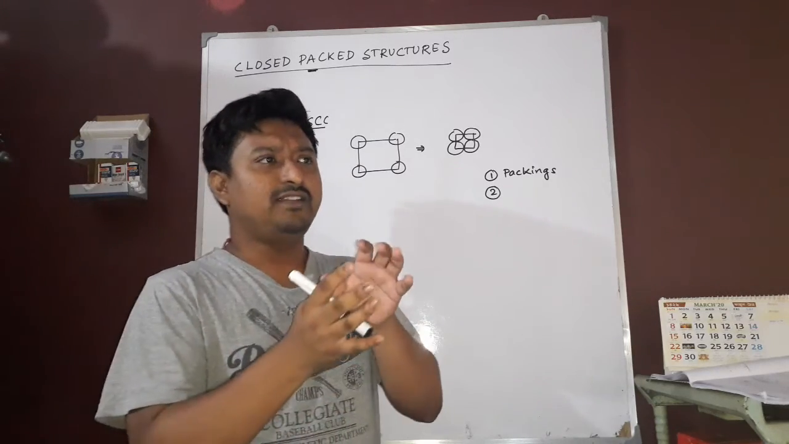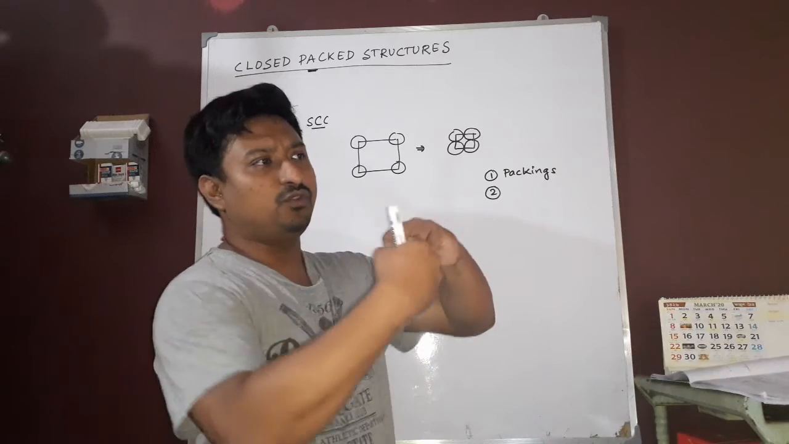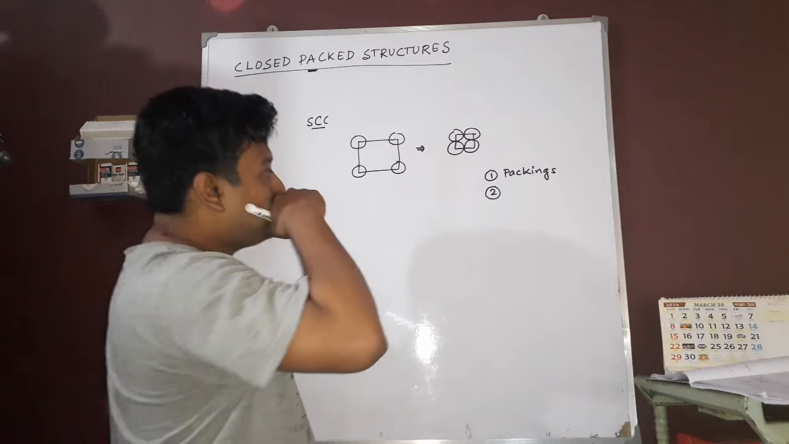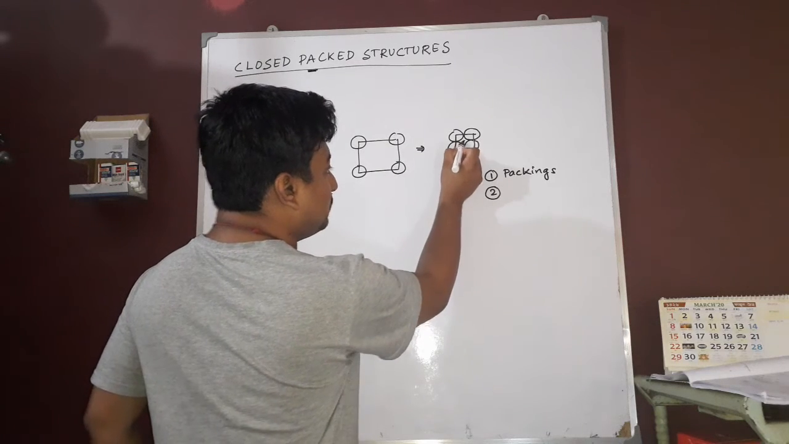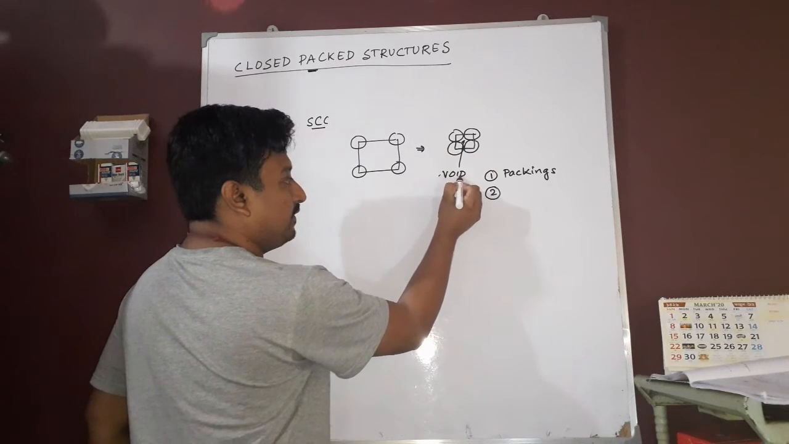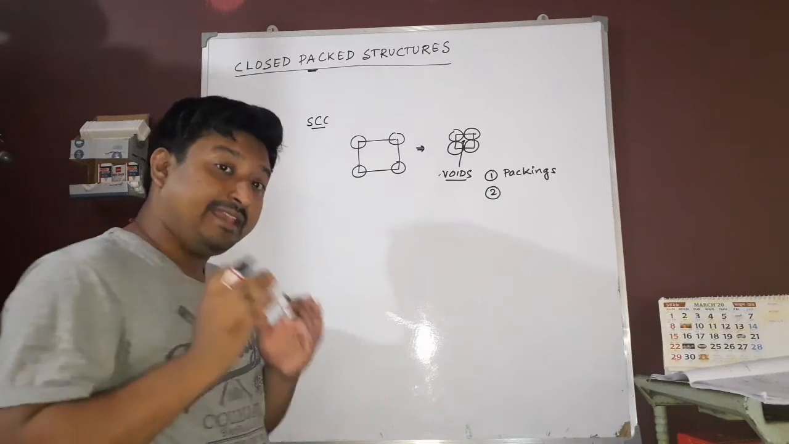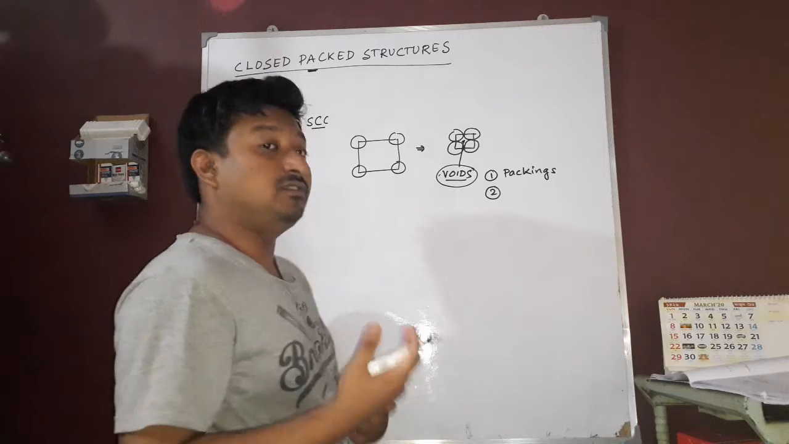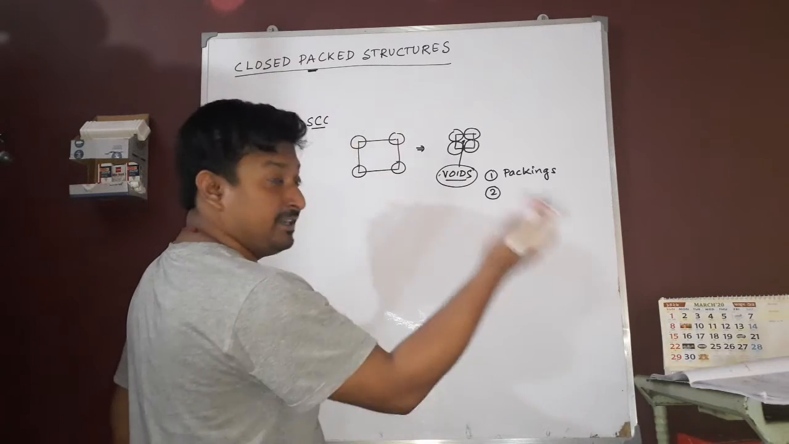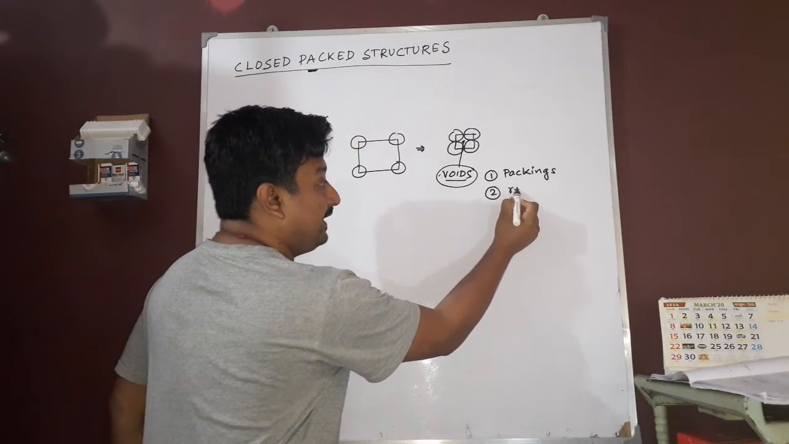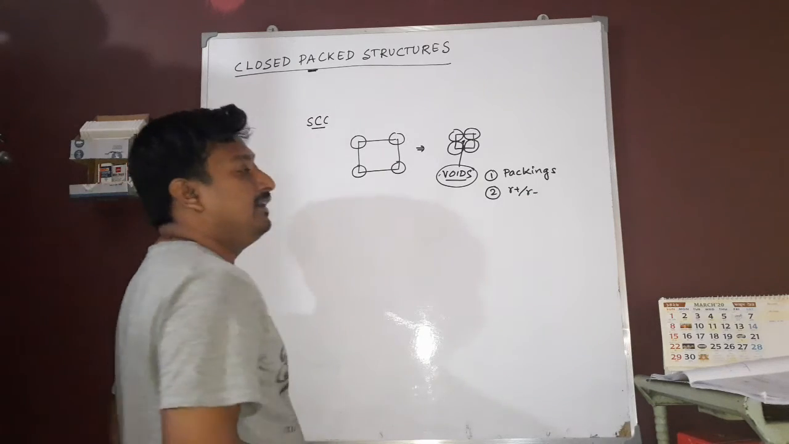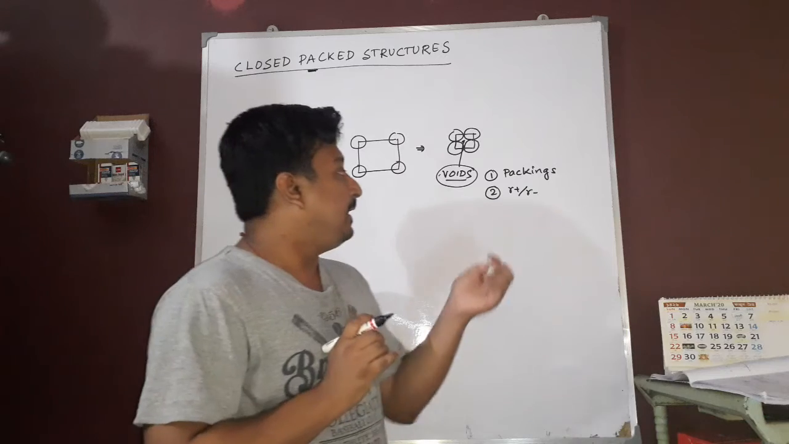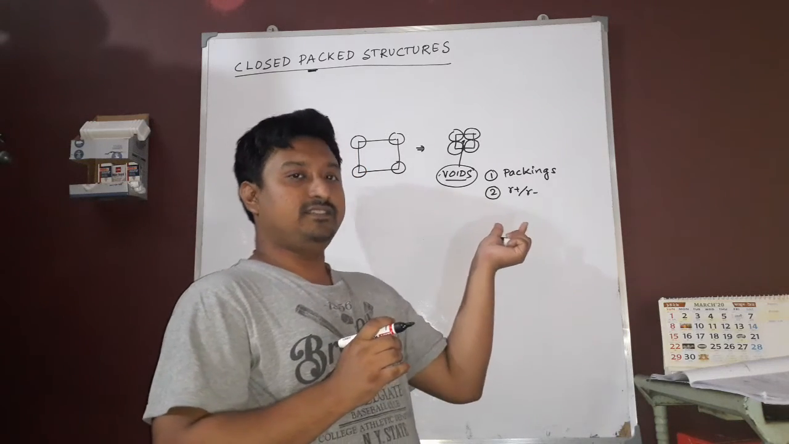There will be spaces between two books or two clothes. In case of crystals, those spaces are known as voids. The size of the voids is determined by the radius of the cation and the radius of the anion. Now the classification I will discuss is known as the radius ratio.